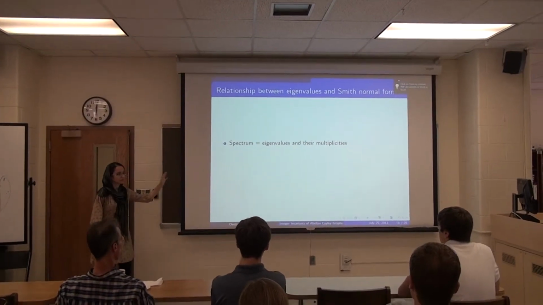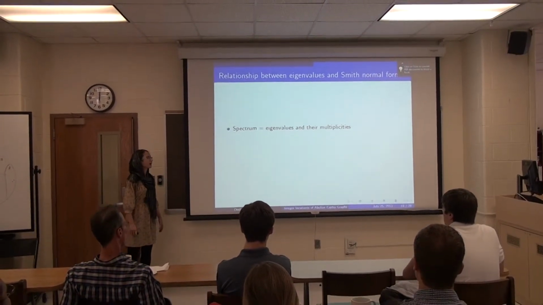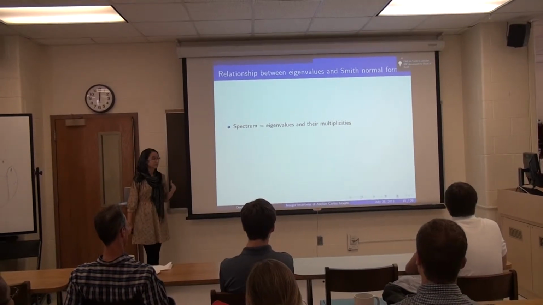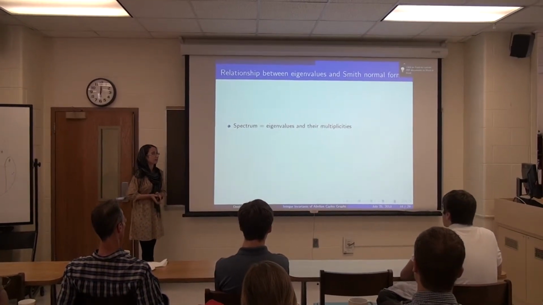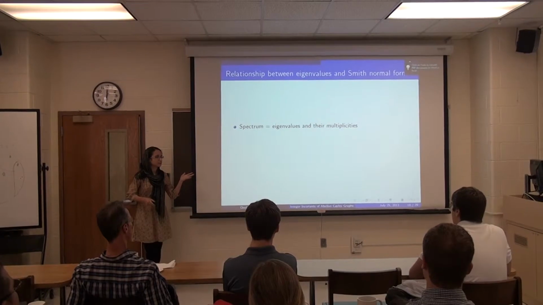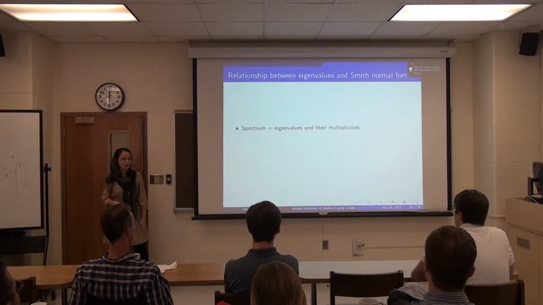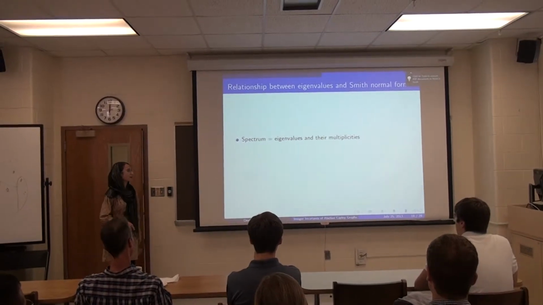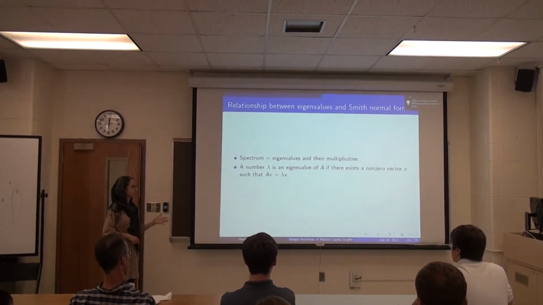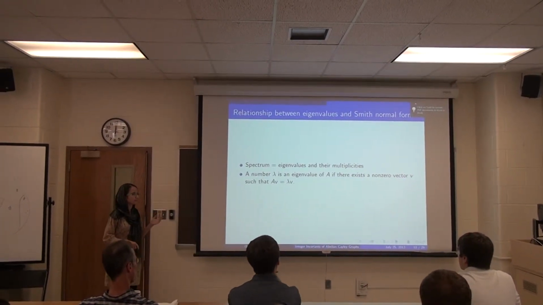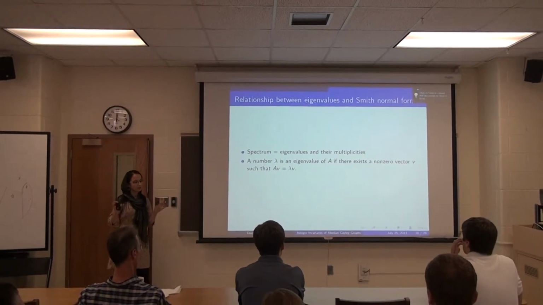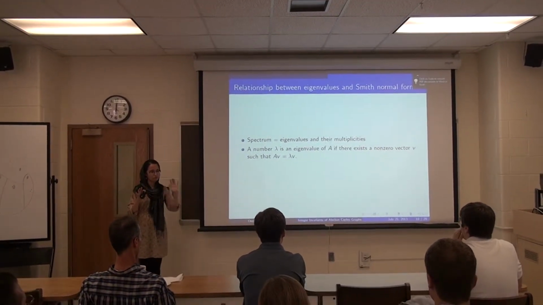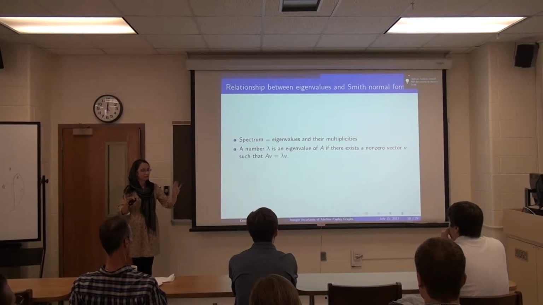So in our pursuit of these elementary divisors, we found out that the spectrum of a matrix provided us with vital information. And the spectrum of a matrix is simply a list of eigenvalues and their multiplicities. And if you forgot what an eigenvalue is, an eigenvalue, lambda, of a matrix comes with a non-zero vector such that if you hit your matrix with that vector, what you pop out is a scalar multiple of that vector.